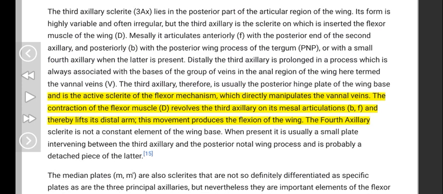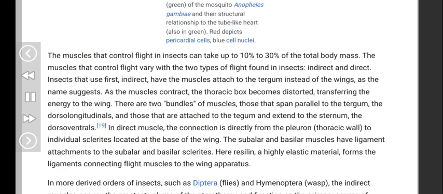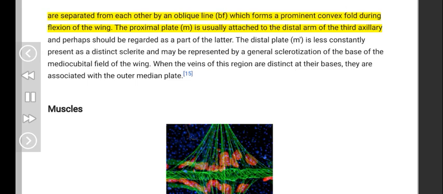15. The median plates, M, are also scleroids that are not so definitely differentiated as specific plates as are the three principal axillaries, but nevertheless they are important elements of the flexor apparatus. They lie in the median area of the wing base distal to the second and third axillaries and are separated from each other by an oblique line, BF, which forms a prominent convex fold during flexion of the wing. The proximal plate, M, is usually attached to the distal arm of the third axillary and perhaps should be regarded as a part of the latter.